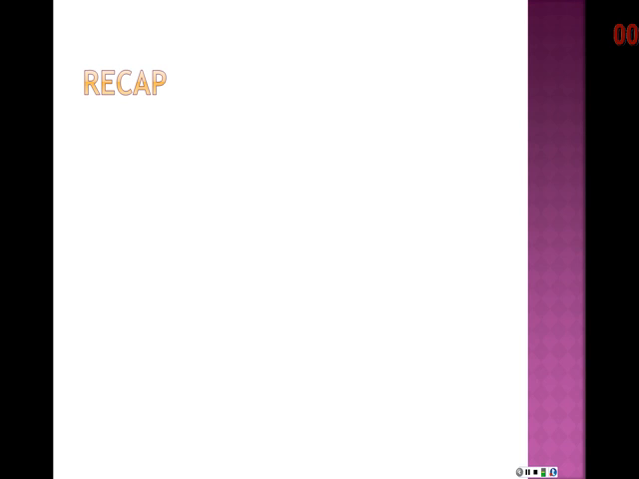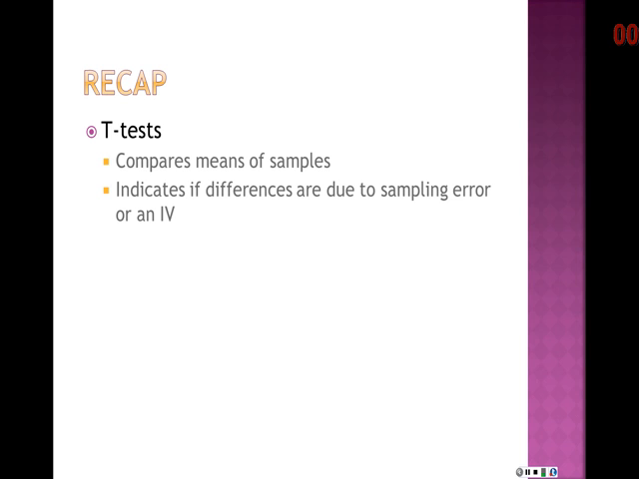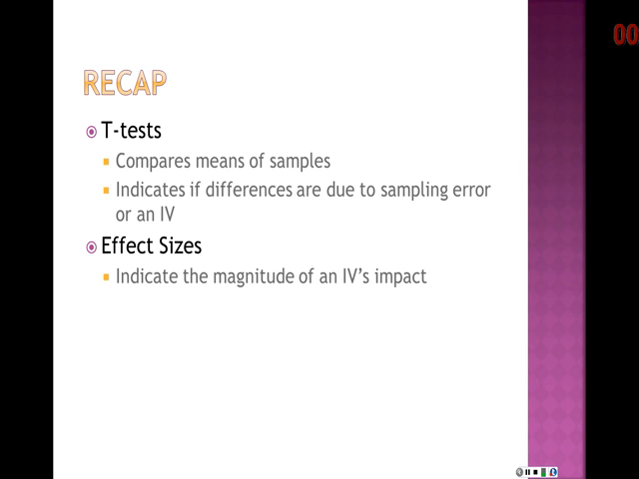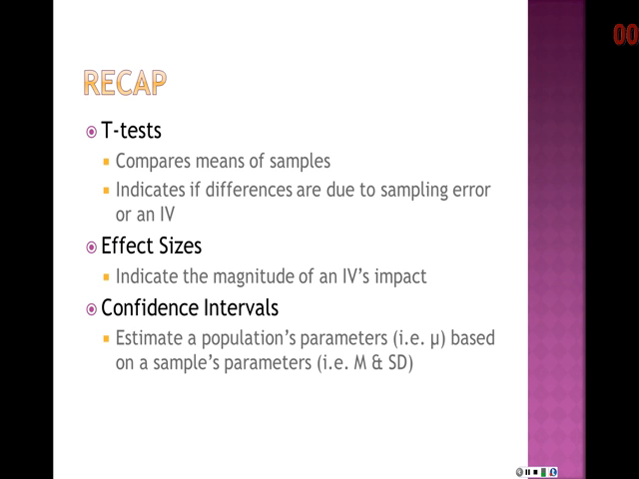So let's take a second to recap. We've gone over t-tests, and what t-tests do is compare means of samples, right? And so this indicates whether there are differences in the mean due to some sort of sampling error. So that's what a t-test looks at, whether or not there are differences based on sampling error. We also calculated effect sizes, so this indicates the magnitude of an independent variable's impact. We've discussed confidence intervals, which estimate a population's parameters, so the mean of a population, based on a sample's parameters, or mean and standard deviation.